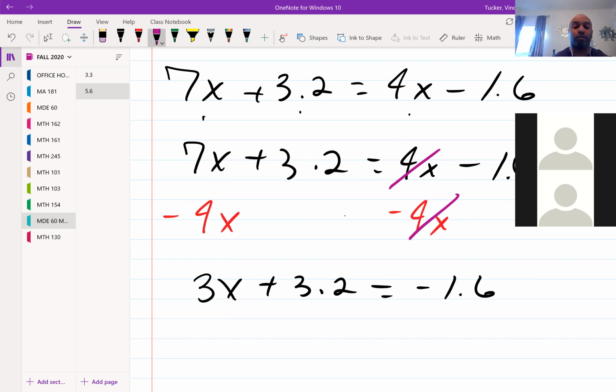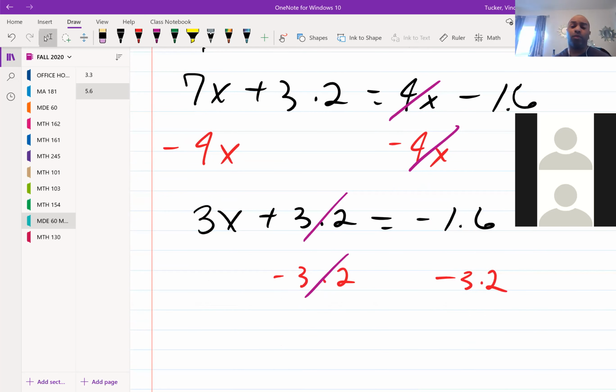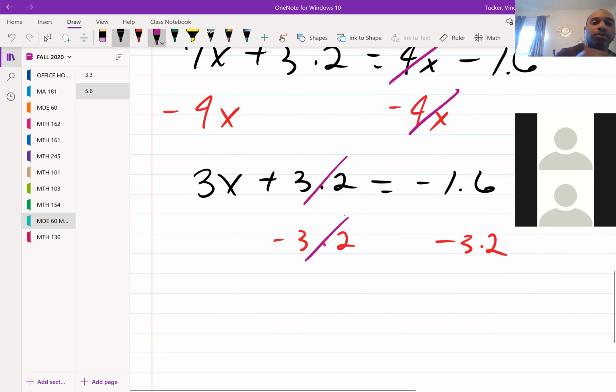So I subtracted 4x from both sides. Now I need to take the 3.2 to the right. Remember, the way we were doing this is by using our opposite operations. I had a positive 4x, so I subtracted 4x from both sides. I have a positive 3.2, so I'm going to subtract 3.2 from both sides. If I wanted to move the 1.6 to the left side, I would have had to add 1.6 because I had a negative 1.6. So I'm just re-emphasizing the idea of using these opposite operations to get the desired result.